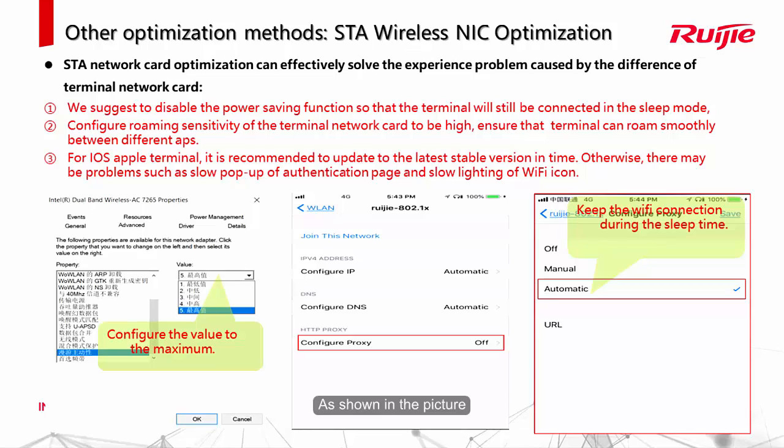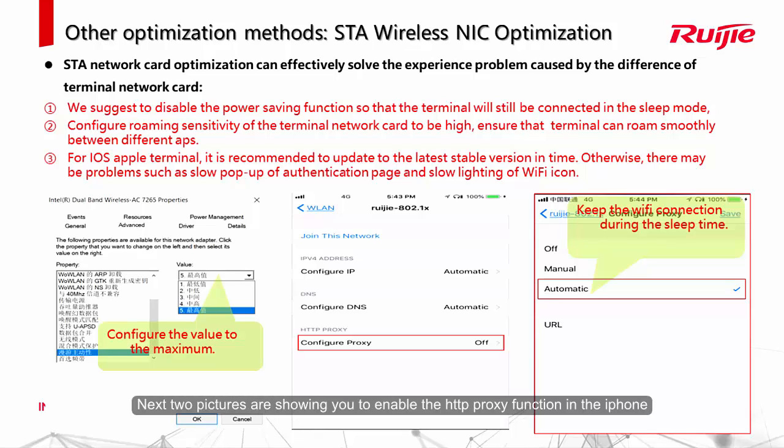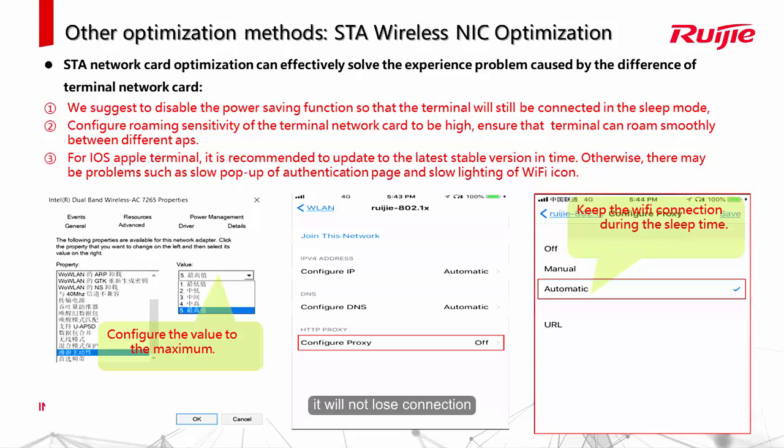As shown in the picture, first one is showing you how to increase the sensitivity of network card. In this picture, 5 is the biggest one. Next two pictures are showing you how to enable the HTTP proxy function in the iPhone. So if the iPhone is in sleep time, it will keep the connection of Wi-Fi. It will not lose connection.